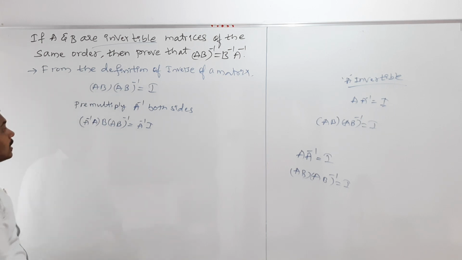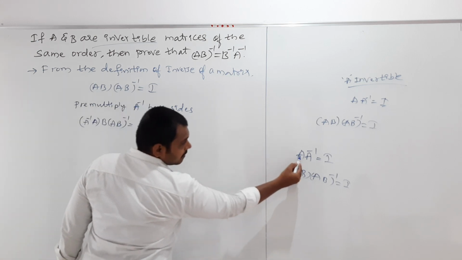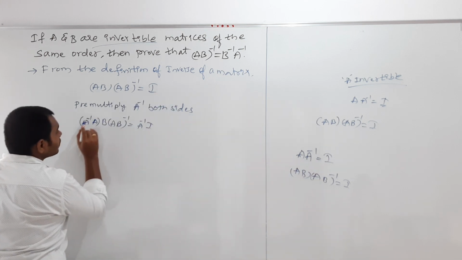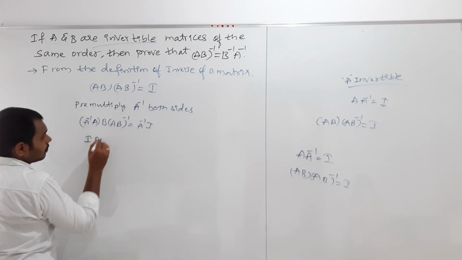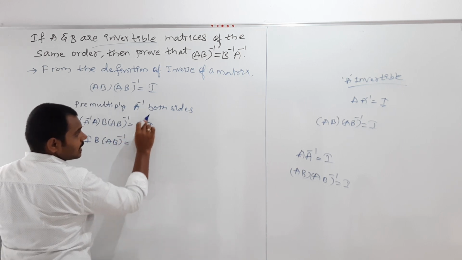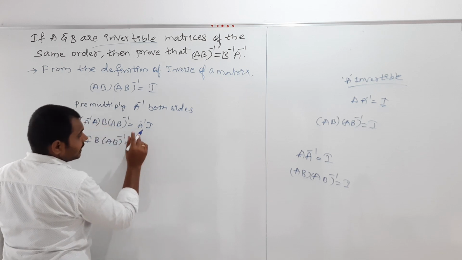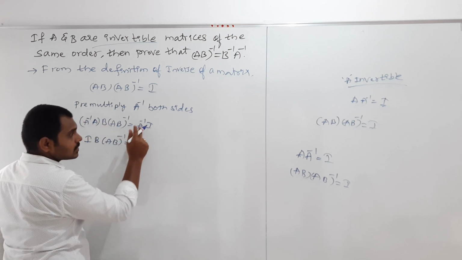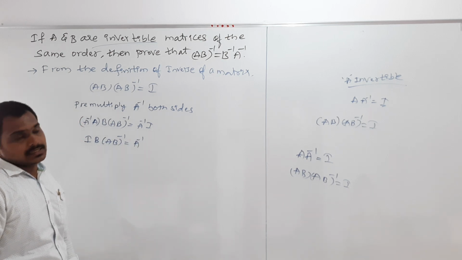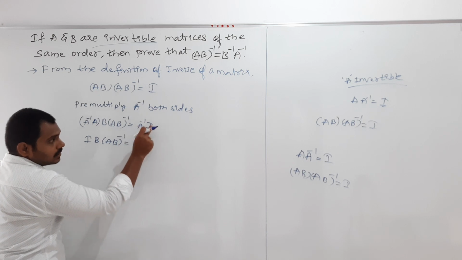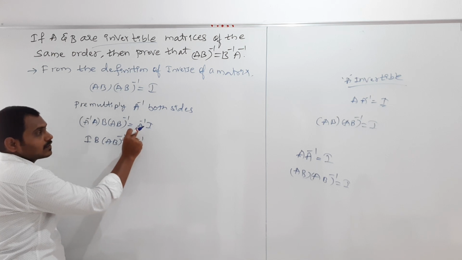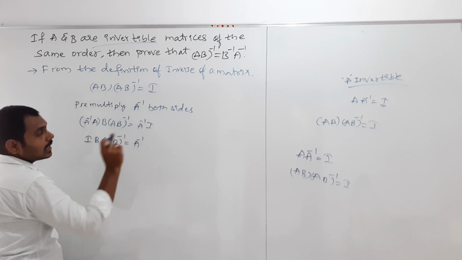A inverse into A. As I told, for any matrix, if you multiply with its inverse, you will get the identity matrix. Therefore this will become I into B into AB whole inverse is equal to, and next, my dear friends, A inverse into I. For any matrix, if you multiply with the identity matrix, you will get the same matrix itself. That we discussed in the previous classes. Therefore, A inverse into I is equal to A inverse.